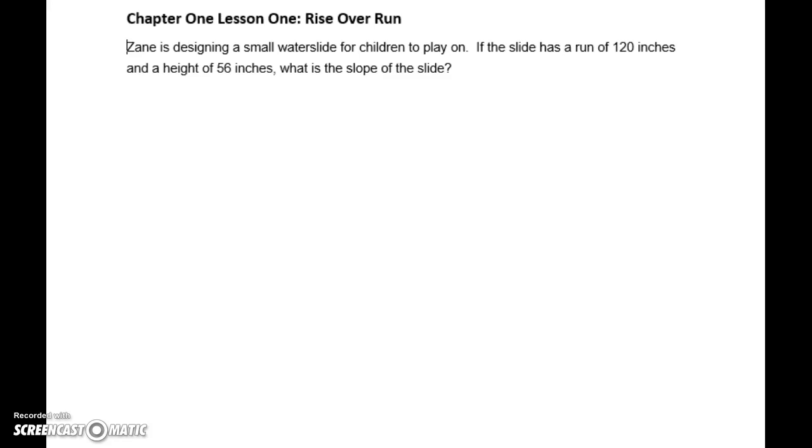So, Zane is designing a small water slide for children to play on. If the slide has a run of 120 inches and a height of 56 inches, what is the slope of the slide? So for following along with the steps, we were first supposed to read the word problem, which we just did. Awesome. Now what we need to do is we have to ask ourselves, well, what is this question asking us to do? Well, if we look at that last little bit of our word problem, it is asking, what is the slope of the slide?